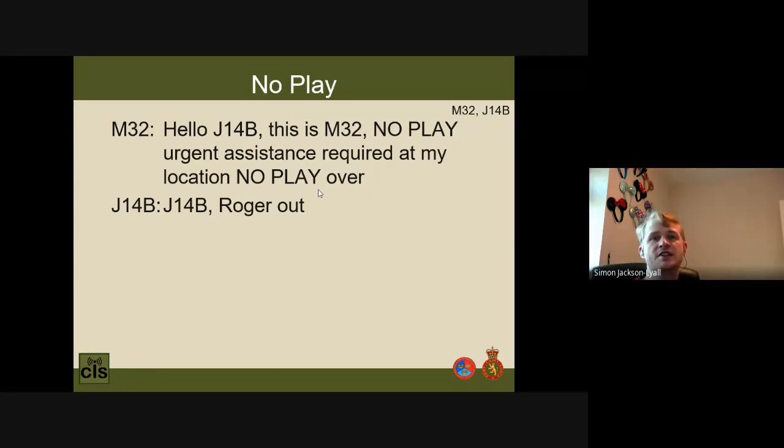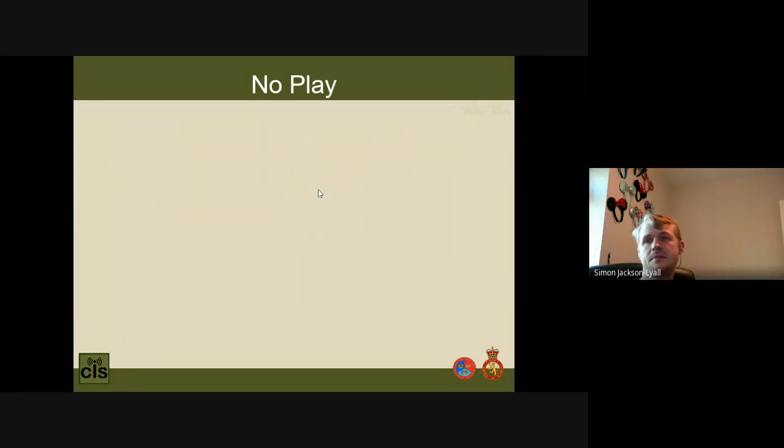As Dan's pointed out in the chat, this is one of the lessons that exists within the adult radio user course. So that course that you're going to be able to deliver once you're qualified as basic CIS instructors, you can teach your adults how to use the PRR and the 710 so they're effective operators. It's not teaching them to be instructors, but to operate the radio. And obviously this is a really important lesson so that they know how to use the radio in a no play situation. So here's another example.